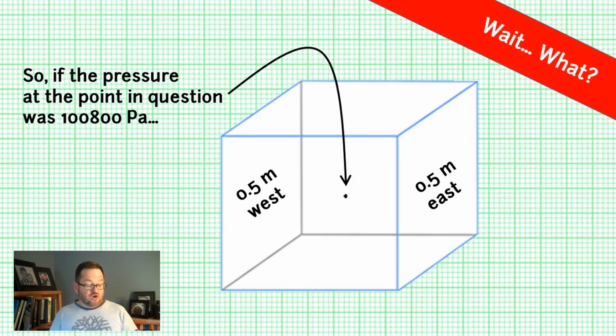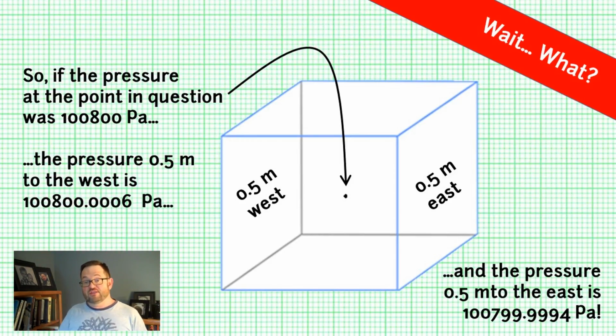And we could plug in our pressure gradient that we learned on that previous slide, and find out what is the pressure, one half meter over on the west side of that box, and what is the pressure on the east side of the box. And those numbers are on there. You can see that the pressure to the west is higher, but by such a tiny amount, 100,800.0006 pascals. Whereas pressure over to the east is a little lower. It works out to 100,799.9994 pascals. That is a very, very tiny difference in pressure, way smaller than you could actually measure.